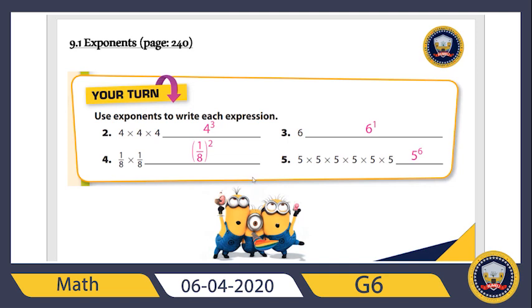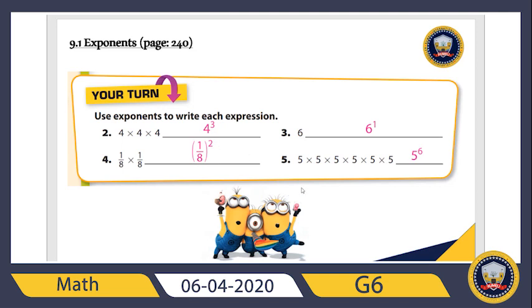Okay. Now what about the fourth one? 1 over 8 multiplied by 1 over 8. My base is 1 over 8. Okay. Now what is my power or my exponent? It is 2. Why? Because I had 2 times multiplication. So it will be to the power of 2. Or we say 1 over 8 squared.